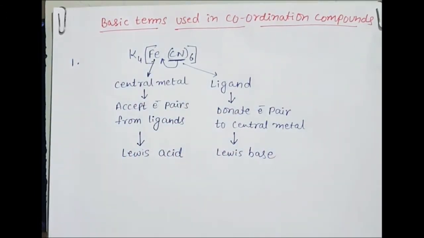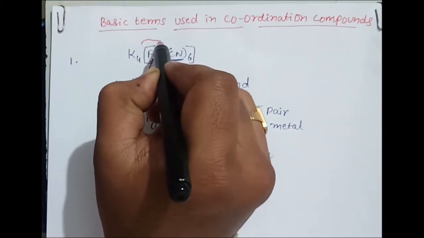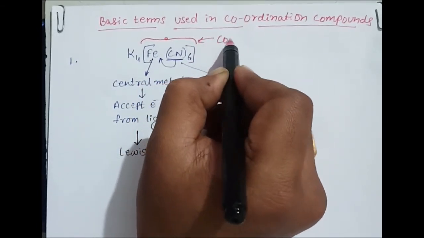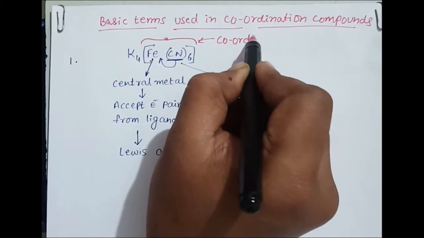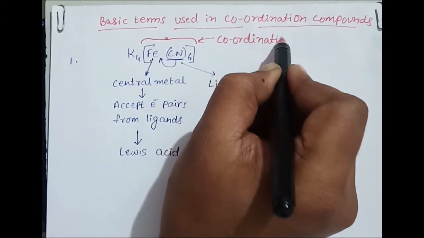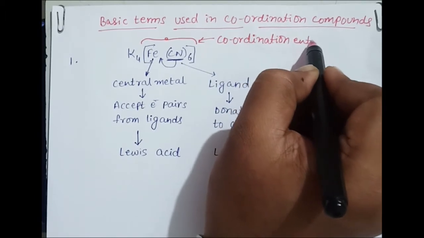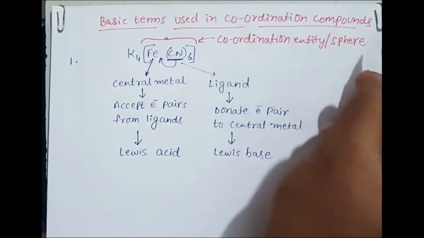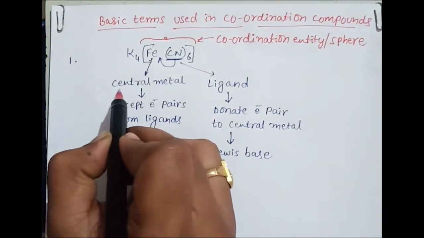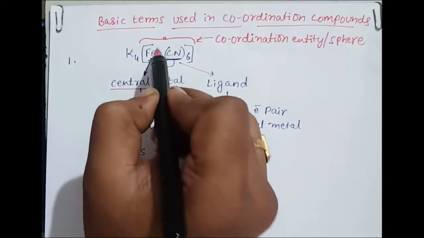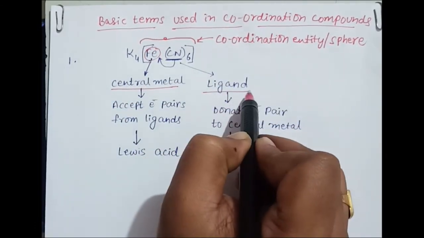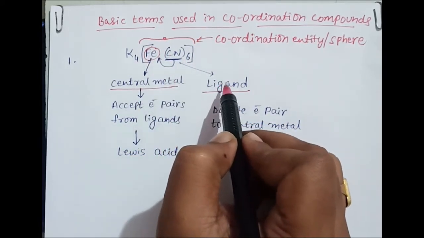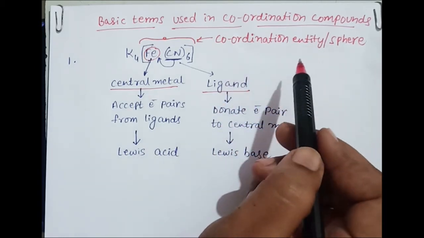Now the combination of central metal and ligand, the whole group which is present in the bracket, is called the coordination entity or coordination sphere. Both names are being used. Now we learned three words: central metal, which accepts electron pairs; ligand, which donates electron pairs; and their combination, the coordination entity or coordination sphere.